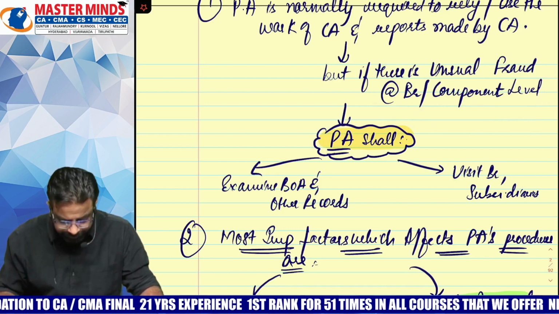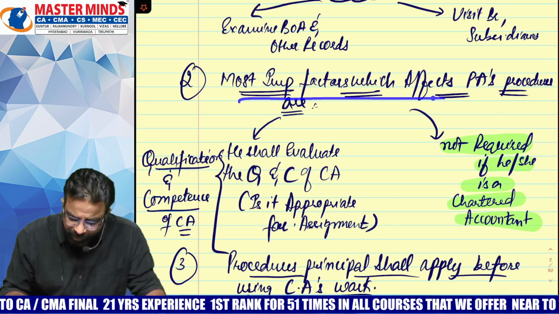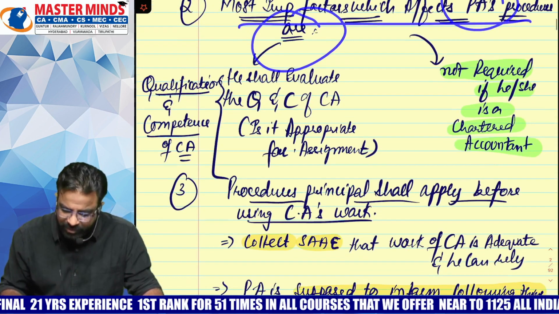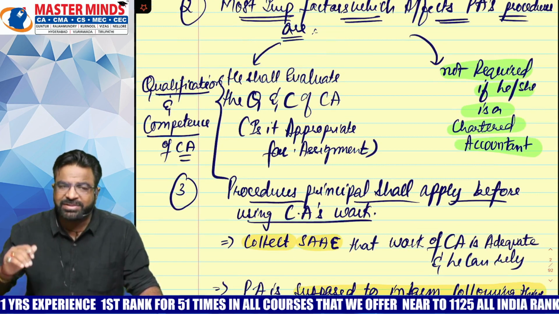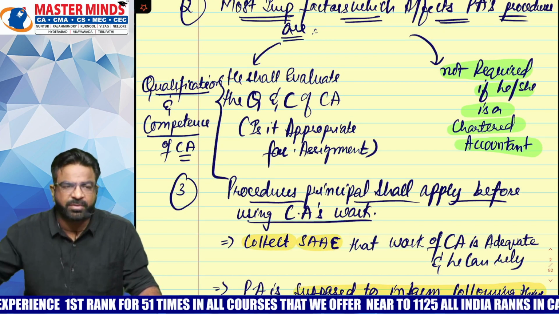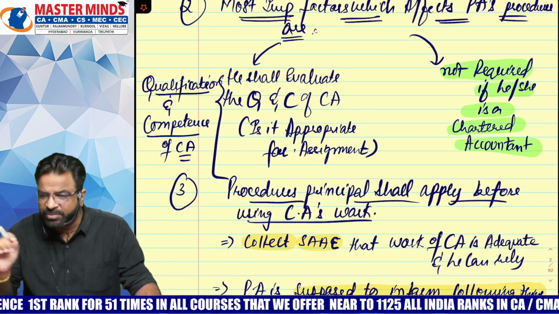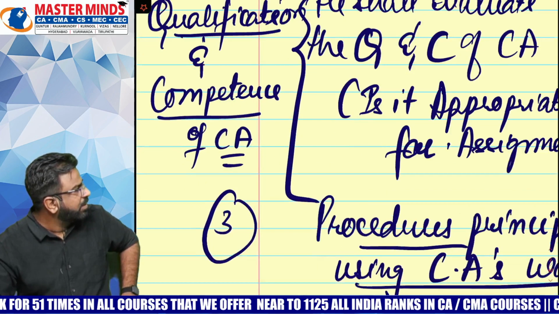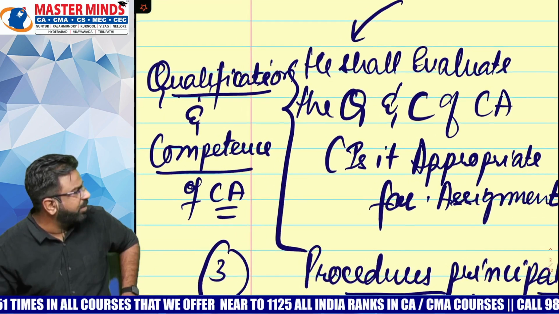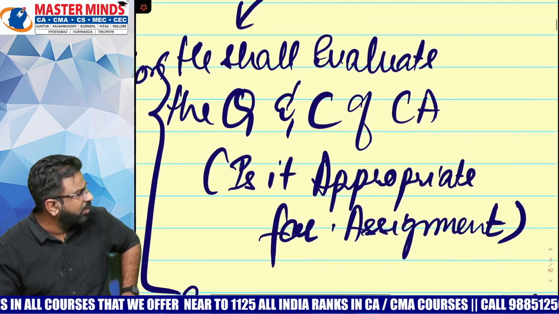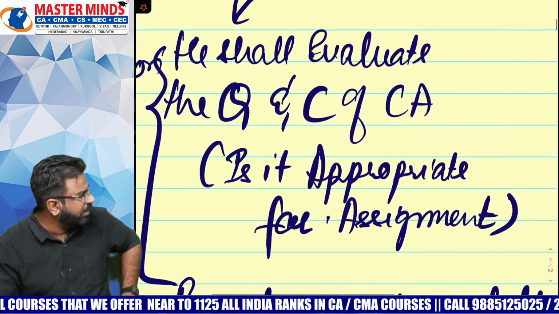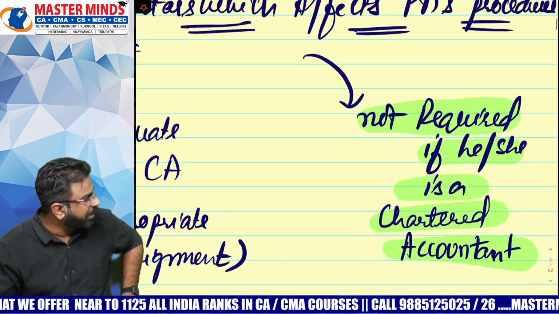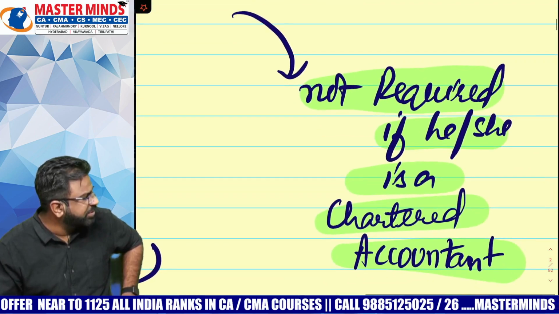Component auditor. Second thing, most important factors which affect the PA's procedure are, point number one, just now I told you, that when you can challenge the competency of the component auditor. Tell me one thing. If this question comes in the examination, then this is the answer you have to write. Read the point number one. Qualification and competence of the component auditor. He shall evaluate the qualification and competence of the component auditor if it is appropriate for the assignment, but not required if he or she is a what?